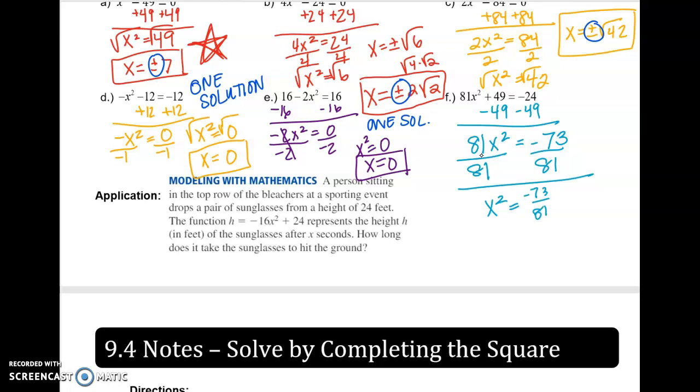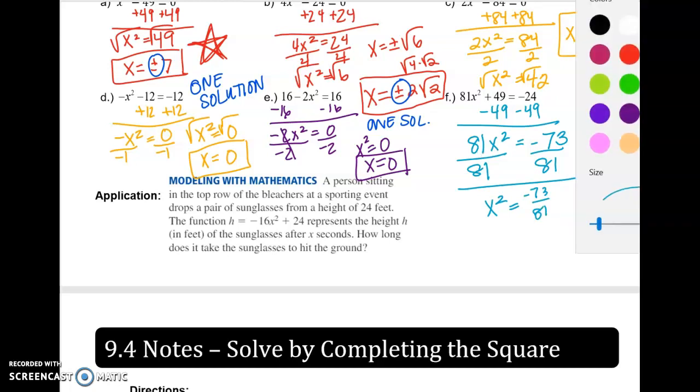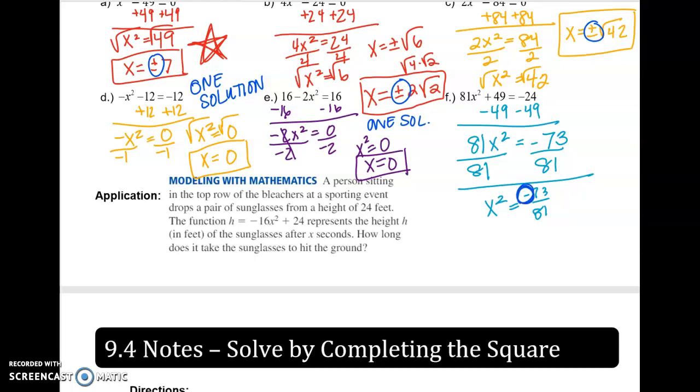Now, I can actually stop right here. And the reason I can stop right here is because of this negative number. If you go to take the square root of both sides and you're taking the square root of a negative number, your calculator is going to give you an error because that is not a real number. So this one actually has no real solutions. We say no real solutions because there's something called an imaginary number that you will learn about in high school. But for right now, this has no real solutions because when you went to solve, you were going to have to take the square root of a negative number, and you cannot do that.